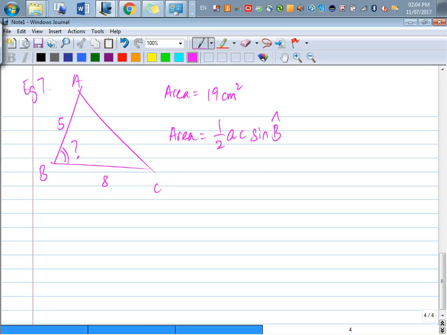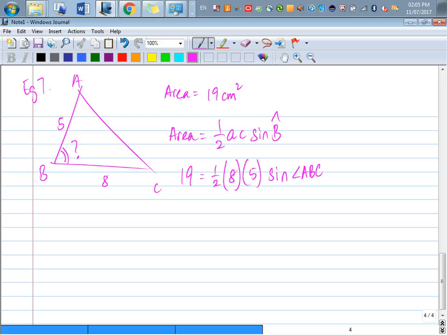Can we now put in all the numbers that we have? Okay, area is 19 equals half. What is your value of small a? 8. What is your value of small c? 5. And then our unknown now, right? Sine B, which is actually angle ABC. And yes, you can just write as B, but I'm changing it to ABC because in the question, they ask you for ABC. So I just try to make it the same as them.